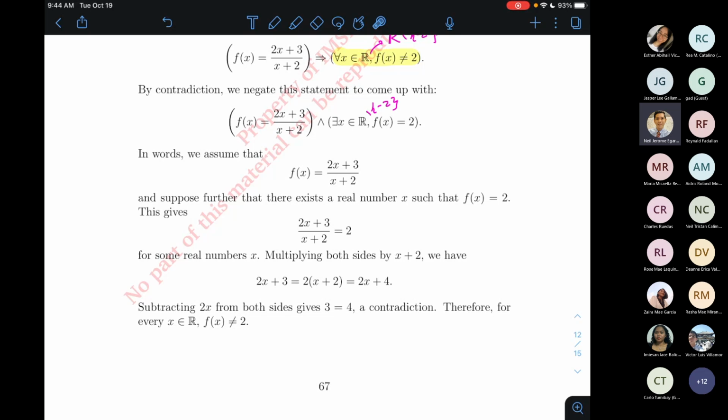So if that will happen, if we will accept that there is an x such that f of x is equal to 2, right? So never na magiging equal kay 2 si f of x. And that is actually what is claimed in the theorem. And so that ends the proof.